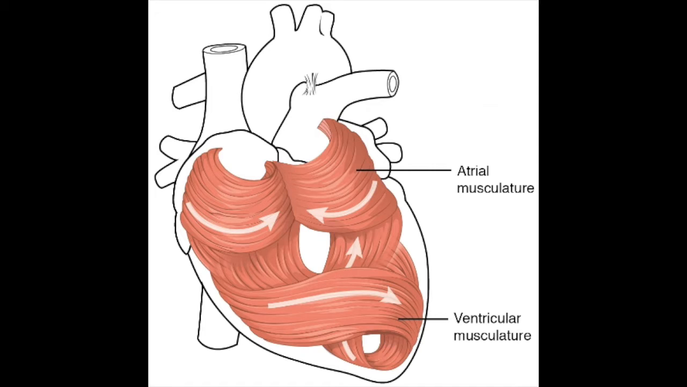The outer epicardium layer is a double-walled sac containing the heart and roots of great vessels. The inner endocardium layer lines the chambers of the heart. It provides protection to the valves and heart chambers.